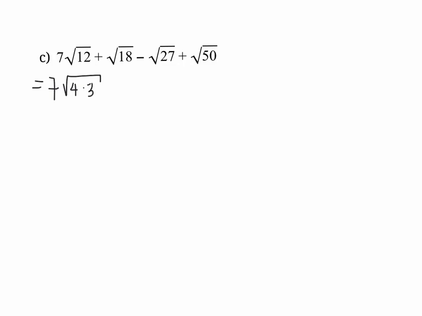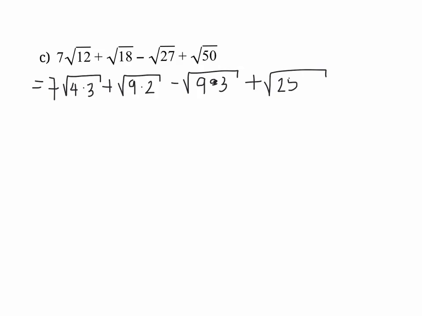How about in root of 18? Are there any perfect squares hidden in there? Well, the first number I think of is 9. I can change root 18 into the root of 9 times the root of 2. And how about 27? There's another 9 hidden in 27, so we can change 27 into 9 times 3. That's a times, not a minus. And then let's change this root 50. What's a perfect square that goes into 50? Well, we could change this into the root of 25 times 2.